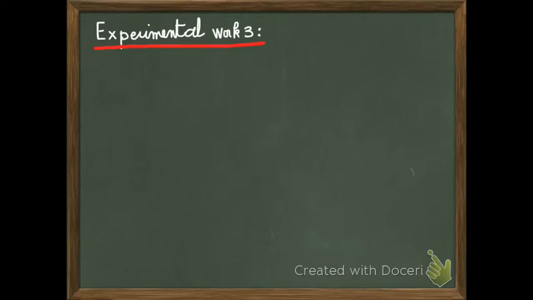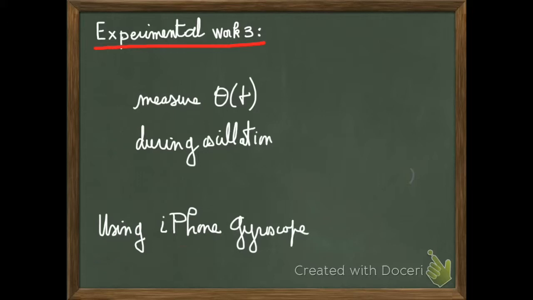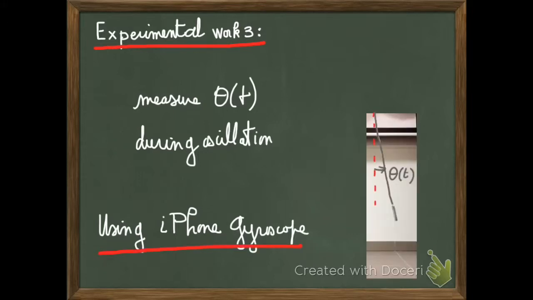We can turn to the analysis of the measured data, and we start with the angle of oscillation during oscillation. For that, we're using essentially the data coming from the iPhone gyroscope.